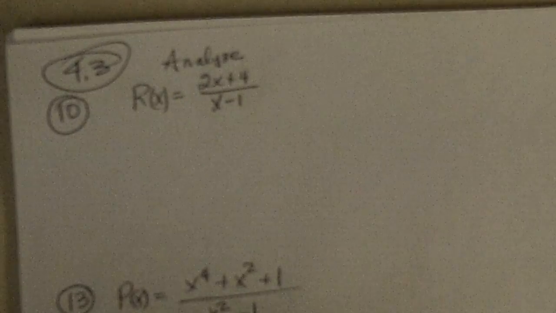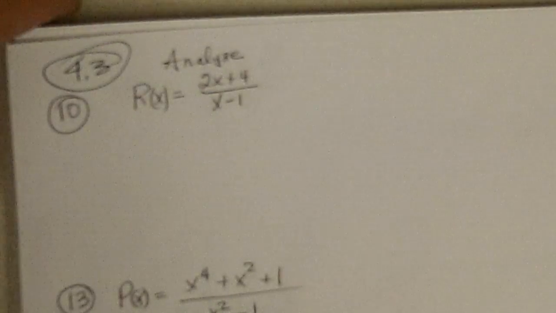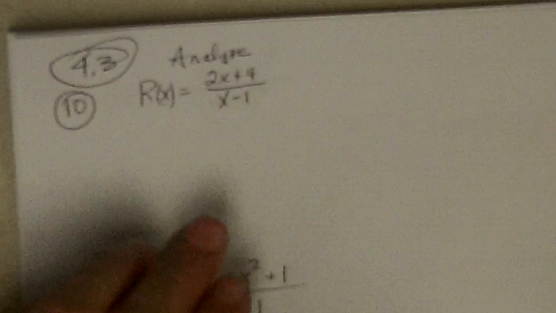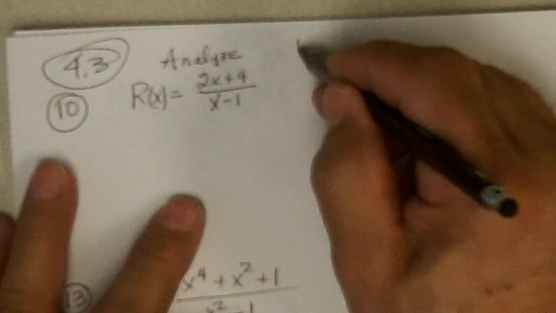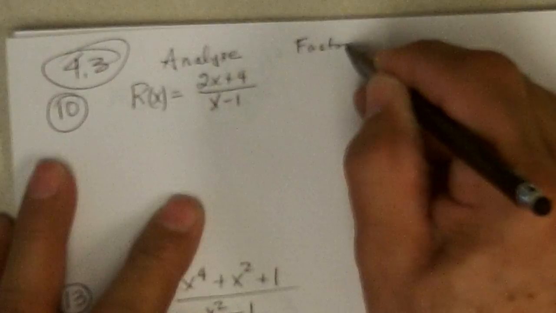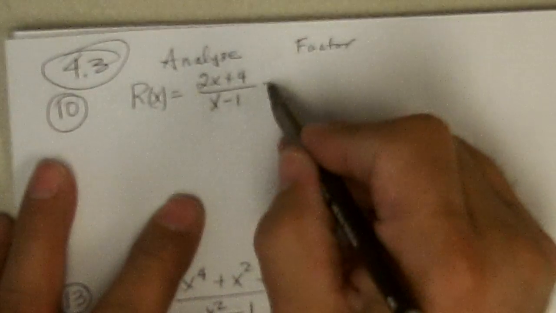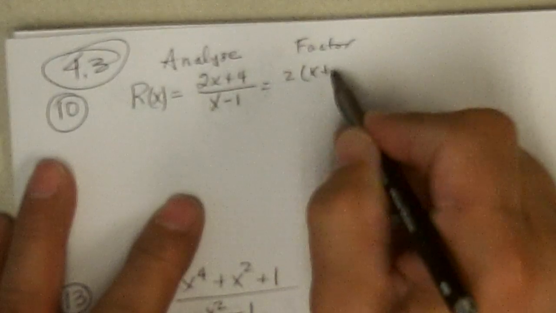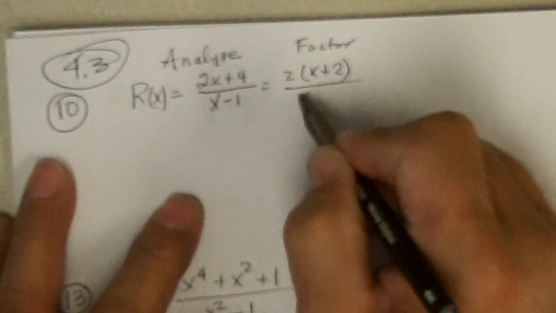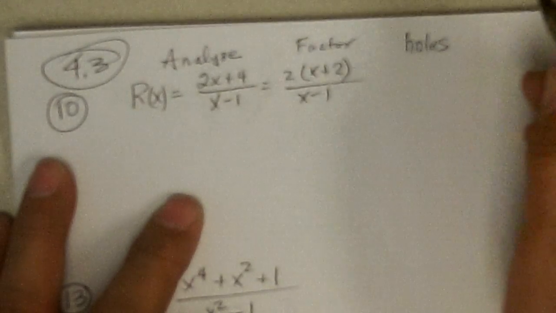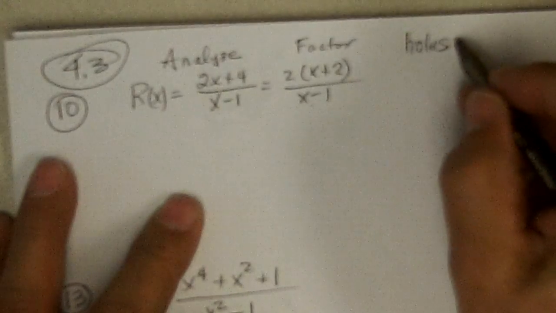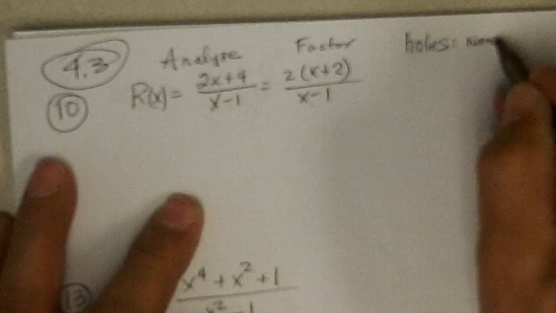All right, let's do 4.3. It says analyze, so I'm going to do what I do. First of all, we factor. So we can take a 2 out of this and we get 2 times (x plus 2) over (x minus 1). Then we look for holes. No factors are equal, so none.